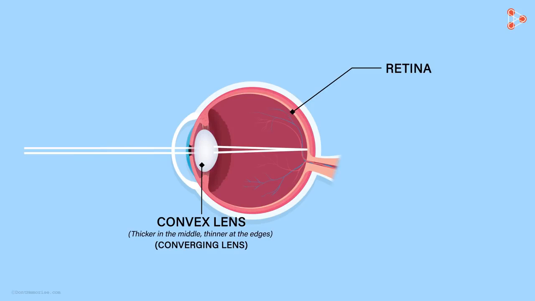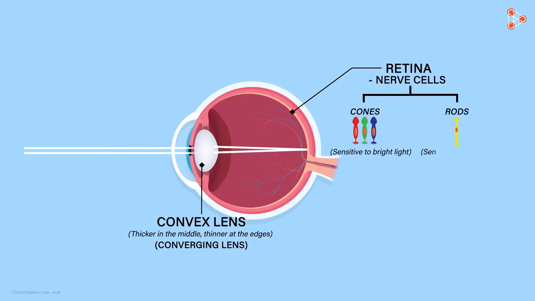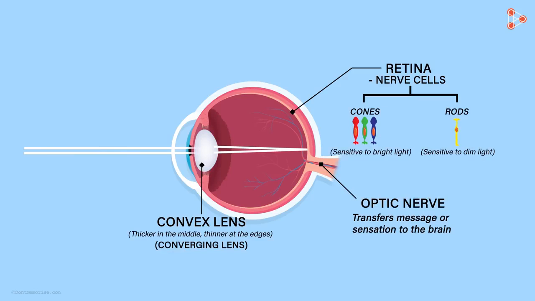The retina is at the back of the eye and marks the inner layer of the eyeball. The retina contains lots of nerve cells that sense the light. The nerve cells are of two kinds, namely cones, which are sensitive to bright light, and rods, which are sensitive to dim light. The message or sensation is then transferred to the brain along the optic nerve.